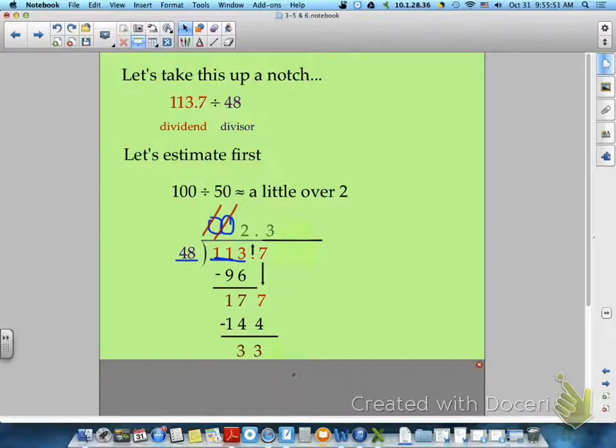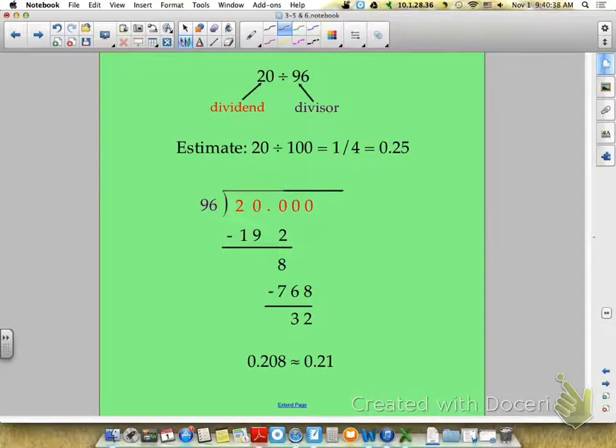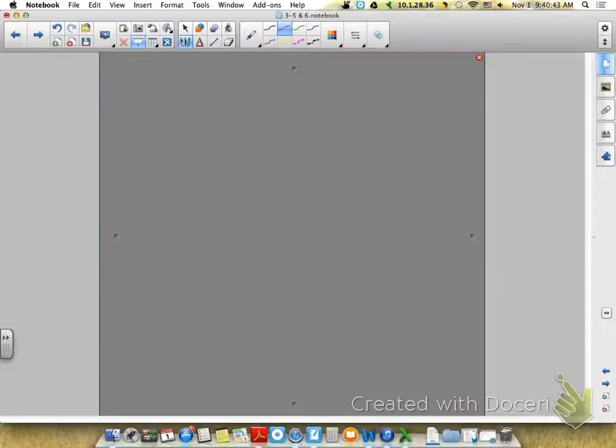Okay. All right. So we'll stop here and bring down the 3, the 0. So remember, you don't have homework tonight. Okay. So the next problem we're going to look at is 20 divided by 96.